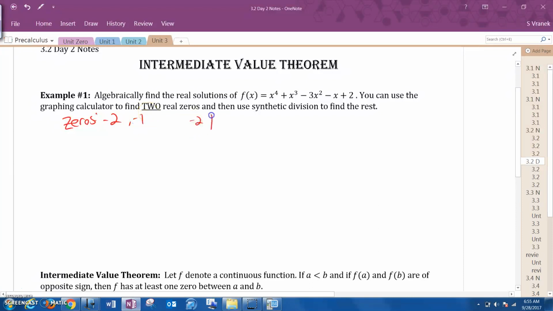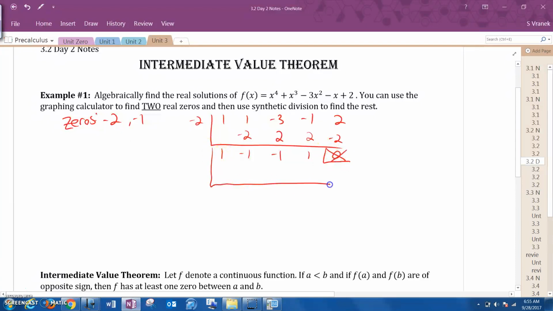So I'm going to use -2 first, synthetically divide. Remember, you bring the 1 down first, multiply it by -2, you get -2 plus 1, which is -1. Times -2 is +2. Then you get a -1 times -2 is +2. You get a 1 times -2 is -2, which gives you the 0, which is good. We knew it was a 0. You should get a 0.